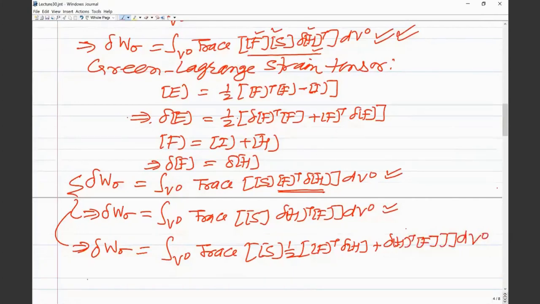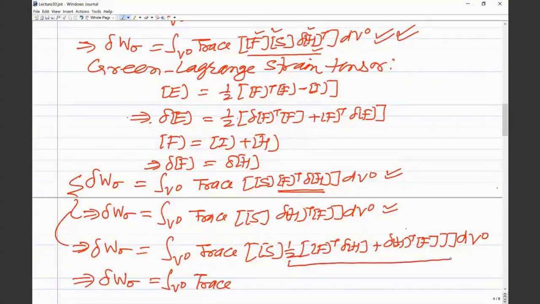Now slowly we are going towards the variation of the Green Lagrange strain tensor. So delta W sigma is equal to the integral over V naught of trace of, and now if you see, this is what? We know that delta F equals delta H. So if delta E is equal to delta F transpose, so delta F equals delta H, it will become delta H transpose into F plus F transpose into delta H. So this is essentially your delta E. So now you can look at this trace of S, and then you are going to have this delta E. So this term is delta E. So you have S into delta E dV naught. Are you getting this point?